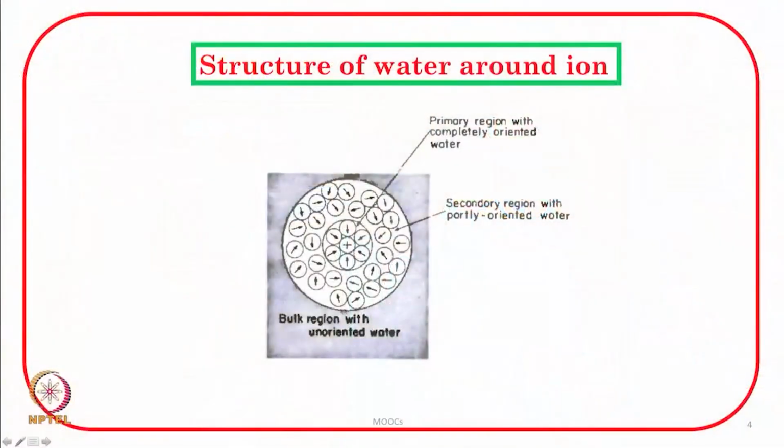And if we go back to the slide, suppose a lot of water molecules are oriented around the ion, or a lot of water molecules come under the influence of the electrostatic field of the ion, then it will lead to a partial collapse of the structure of water. Let us keep these things in mind.